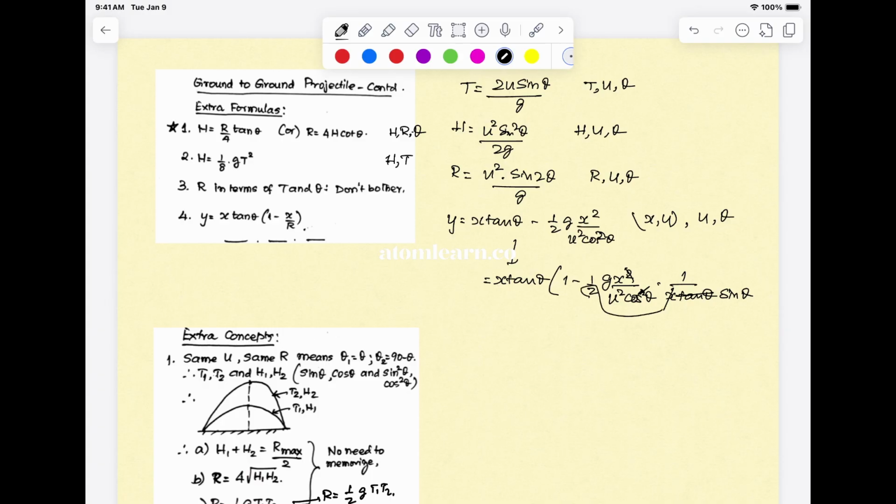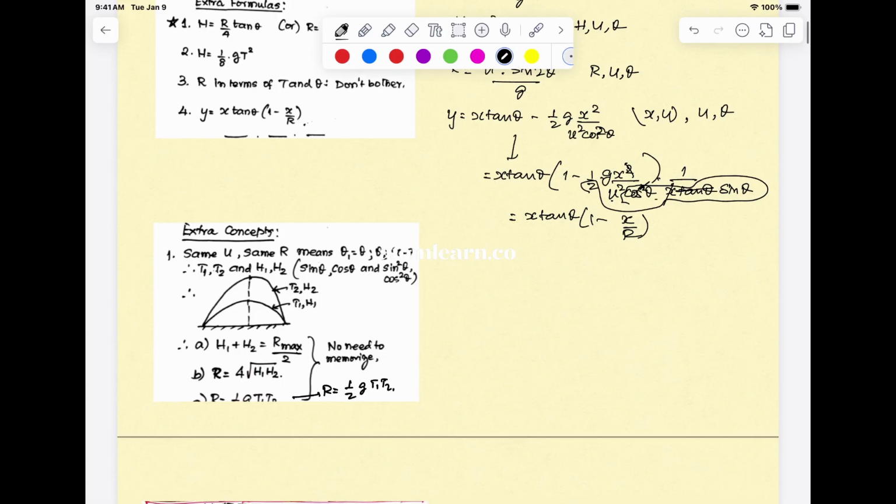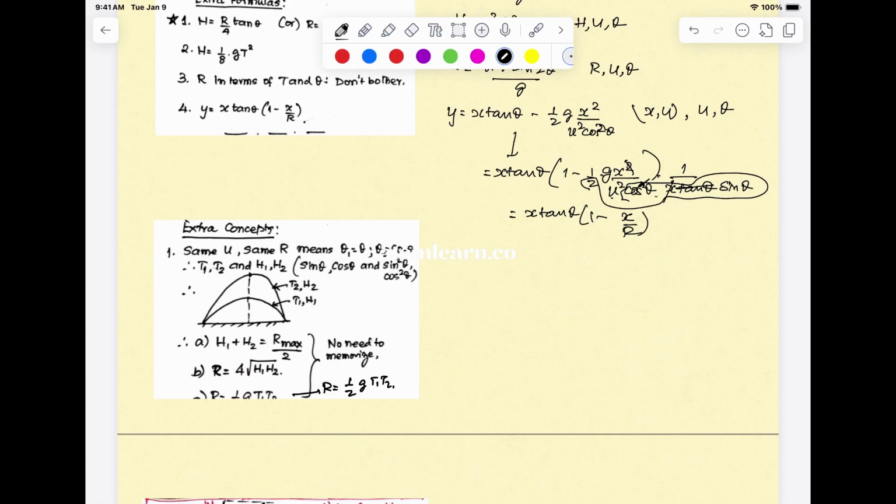Therefore now 2 sin theta cos theta is nothing but sin 2 theta. Therefore u squared sin 2 theta divided by g gives you r. Therefore this becomes x tan theta into 1 minus x by r, which will be a useful way of remembering this projectile curve formula. Therefore now I have explained how we got all four extra formulas. Now we will go to the extra concepts involved in this.